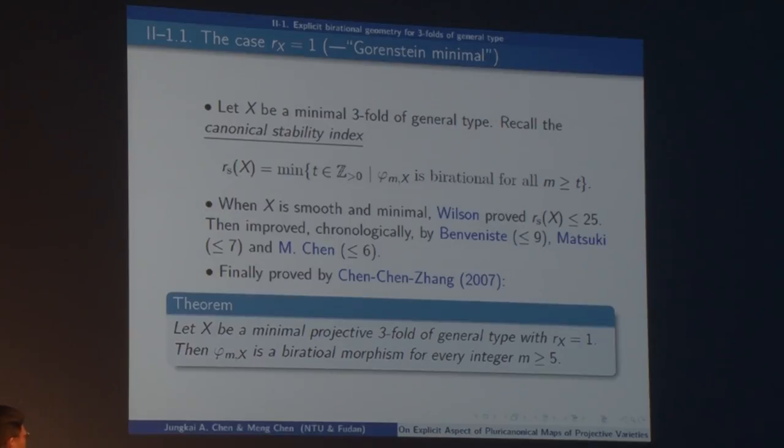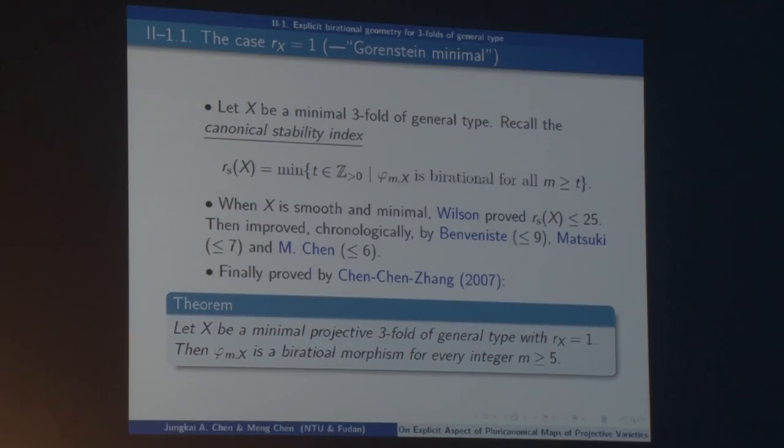2007, in joint work with Jungkai and Deshi Zhang, we proved that for Gorenstein minimal threefolds of general type, the m-canonical map is birational for all m larger than or equal to 5. This result is of course optimal due to a famous theorem of Bombieri. Bombieri says that for any surface of general type, the 5-canonical map is birational. So for threefolds, if you take a surface times a curve, any curve of genus at least 2, then you will see that this 5 cannot be improved.